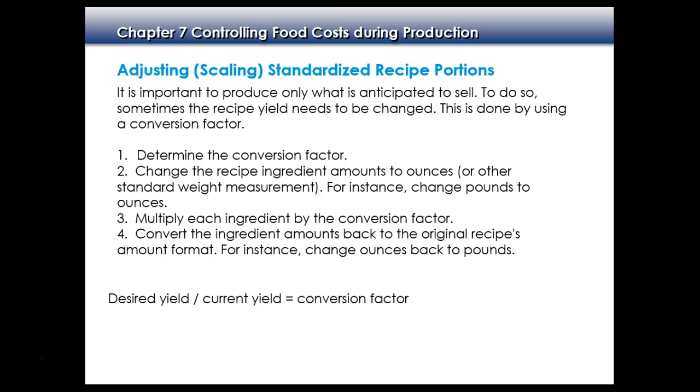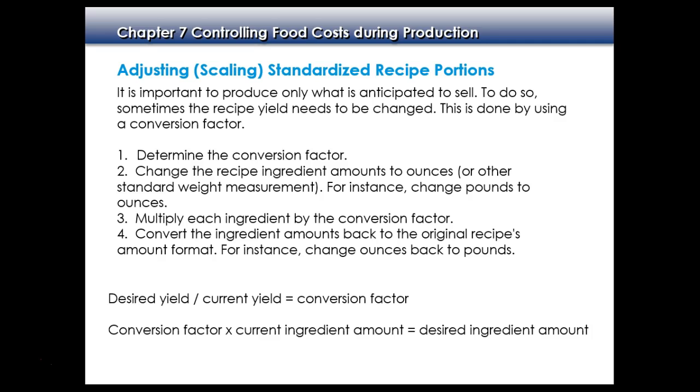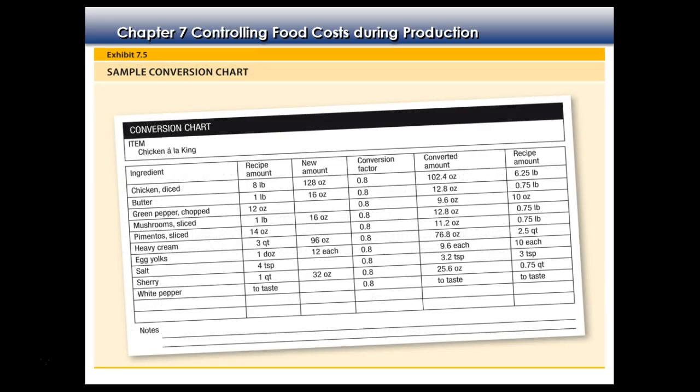So to find the conversion factor, you take your desired yield and divide it by your current yield. From there, you take that conversion factor and multiply it by the current ingredient amount, and then you'll get your desired amount. If you look at the example in the book, they're changing 50 to 40. Their desired yield for this one was 40, but the recipe yields 50. So it gives you a conversion factor of 0.8.